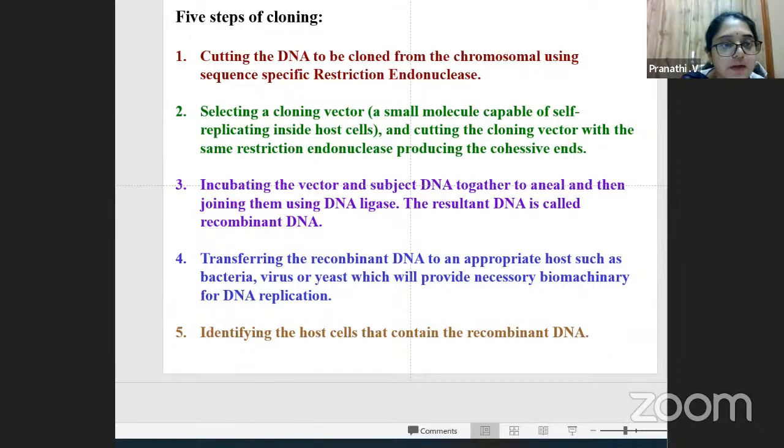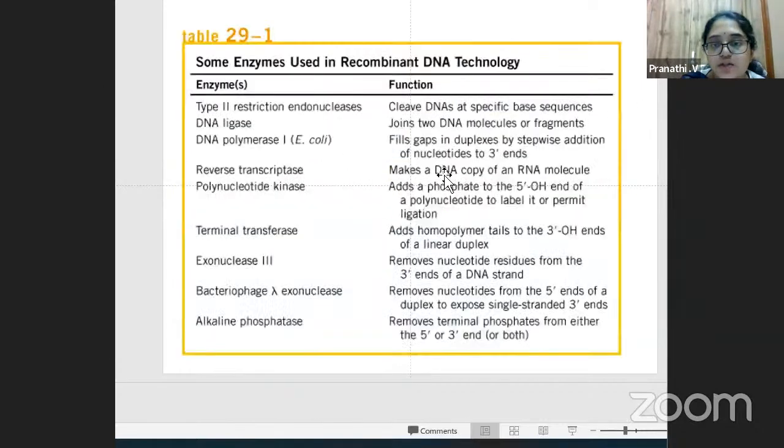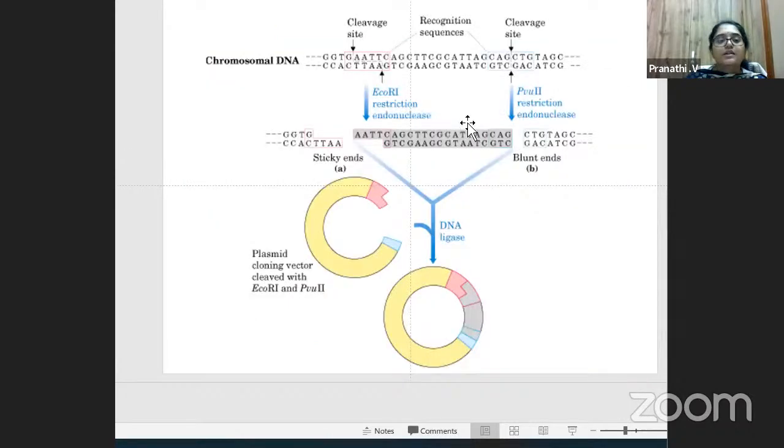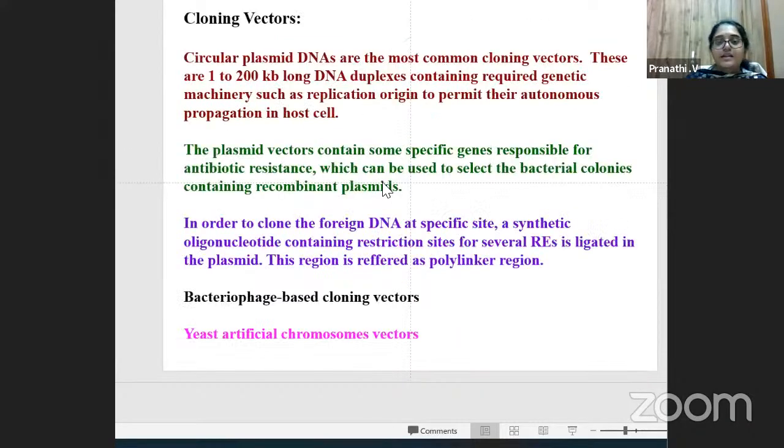They have given the same thing in pictorial form. These are the different kinds of enzymes that are used, according to their function. This is the chromosomal DNA. These are the cloning vectors. In the case of plasmids, you have plasmid DNAs, the circular DNAs that occur in bacteria. They are the most common cloning vectors, around 1 to 200 kilobase pairs long DNA duplexes.